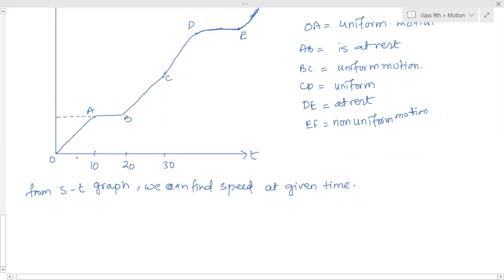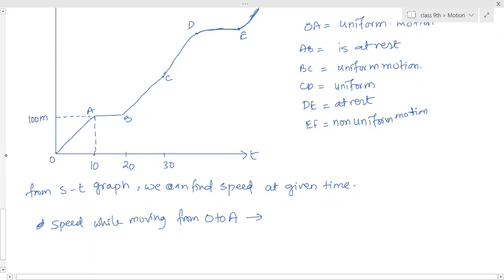Now in the first 10 seconds, what is the distance covered? We can find the distance covered from the uniform motion only. So the speed while moving from O to A: in the first 10 seconds, the object has reached point A, and at that time the distance is 100 meters.